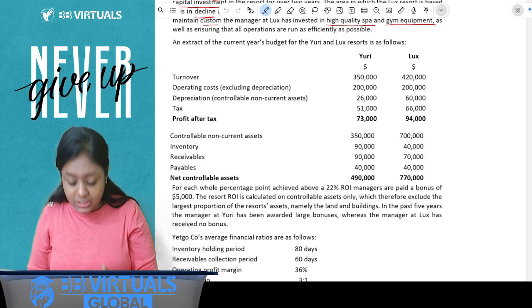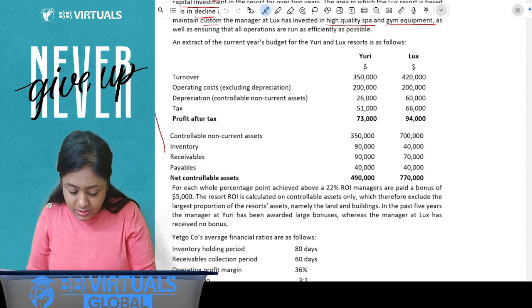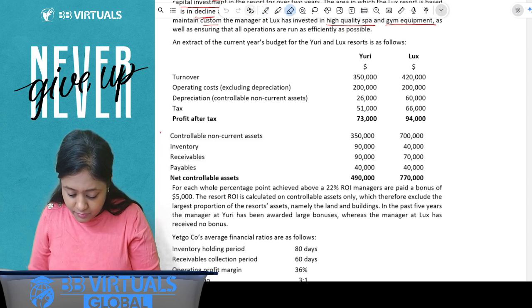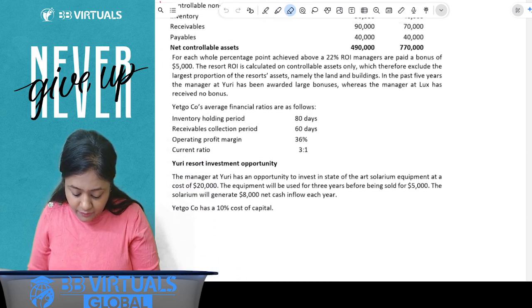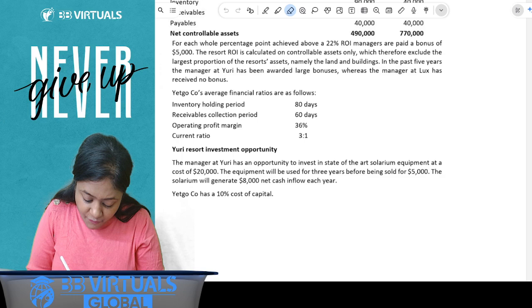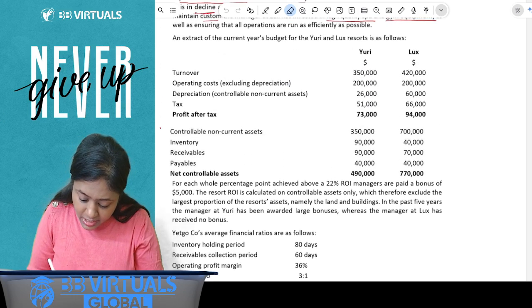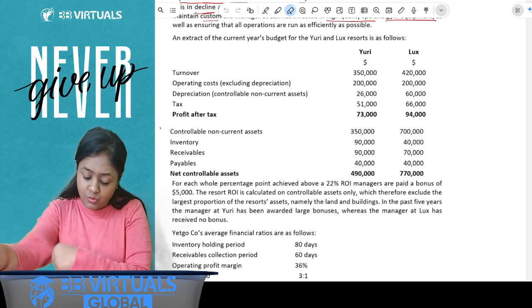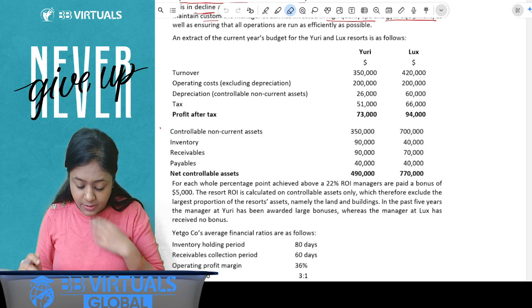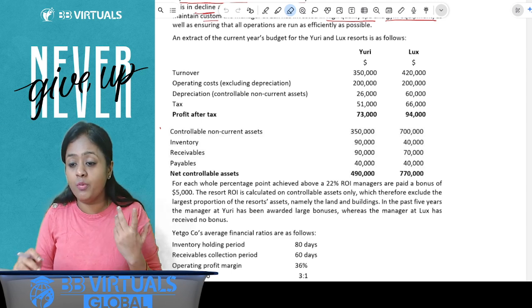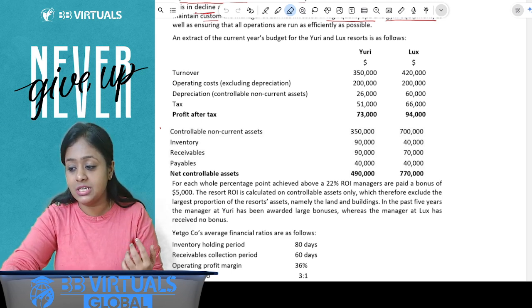I will come to this extract later, but let's see what other pointers we have. So we have net controllable assets for each whole percentage. Let's have a look. An extract of the entity's budget for Uri and Lux resorts is as follows. Now just see what the resort details are.